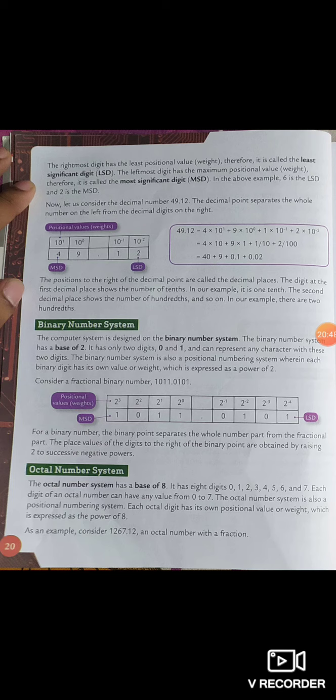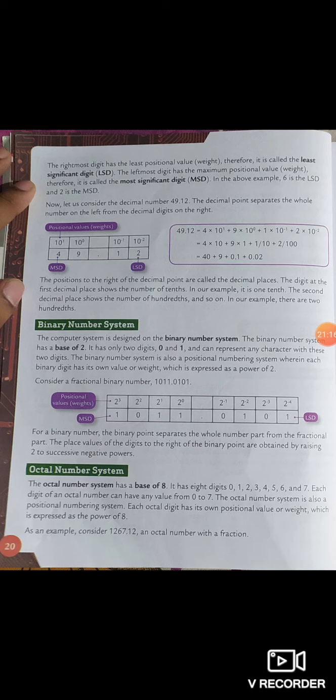As we discussed, in binary system it contains only 2 digits, 0 and 1. In decimal system it contains 0, 1, 2, 3, 4, 5, 6, 7, 8, 9, but in octal number system it contains 8 numbers. These are 0, 1, 2, 3, 4, 5, 6, 7. If you count 0, 1, 2, 3, 4, 5, 6, 7, so here we use 8 digits. Okay, so each digit of an octal number can have any value from 0 to 7.